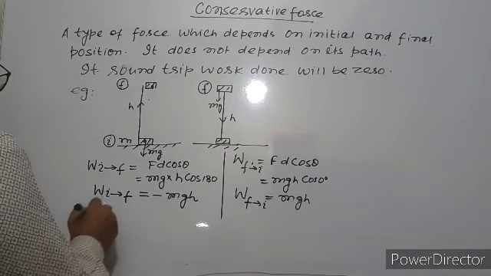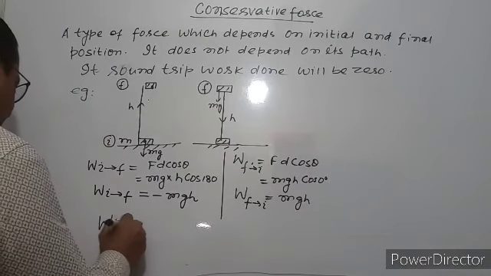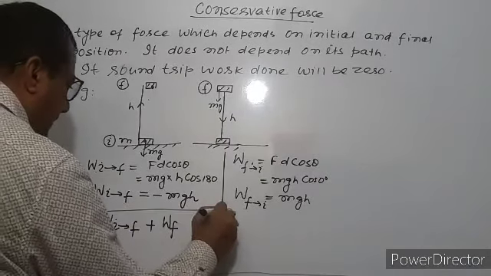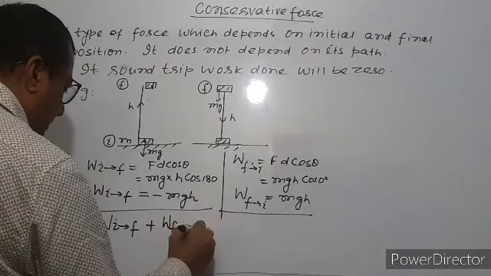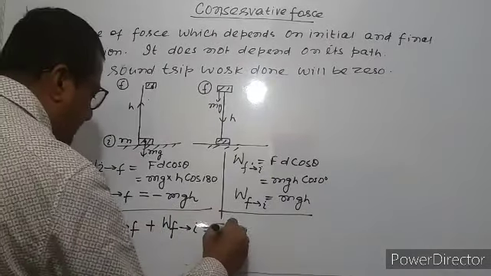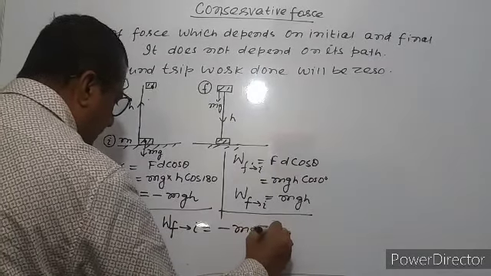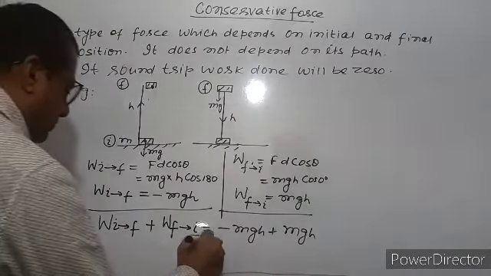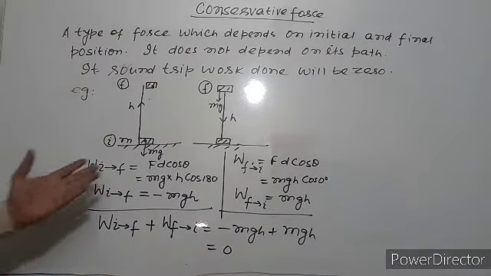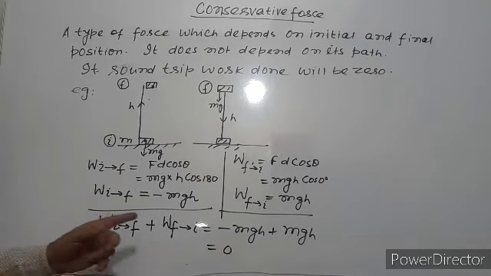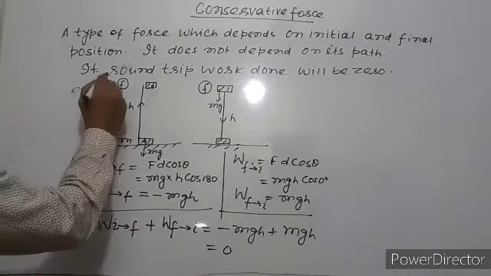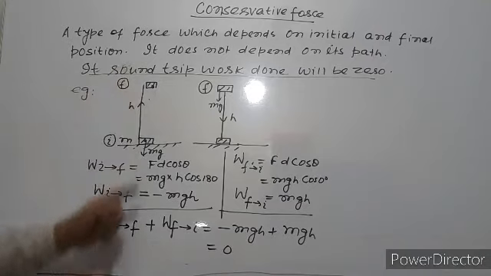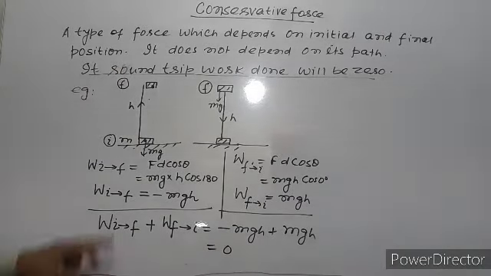So net work done: work done I to F plus work done F to I is equal to I to F, that is minus mgh, plus F to I, that is mgh. That is equal to 0. It proves that work done is 0. Its definition is, in a round trip work done will be 0. Round trip means I to F and F to I. Its work done is 0.